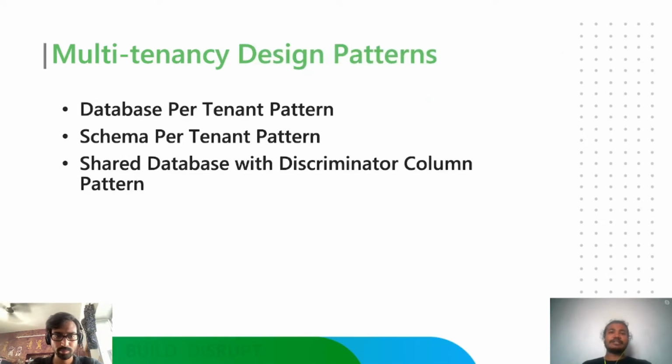There are three patterns which are mainly used for multi-tenant applications. First is the database per tenant pattern, second is the schema per tenant pattern, and third is the shared database with discriminator column pattern. Let's talk briefly about all three. First, the database per tenant pattern. Here you have a separate database for each tenant. So if you have 10 tenants, you will have 10 databases. If you need high data isolation, you can use the database per tenant pattern.